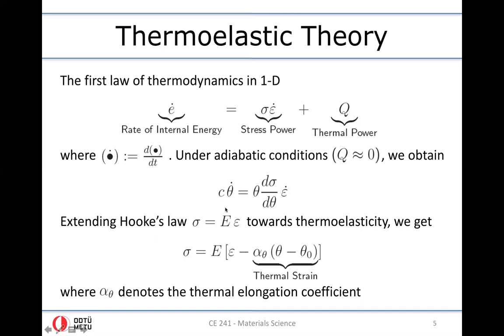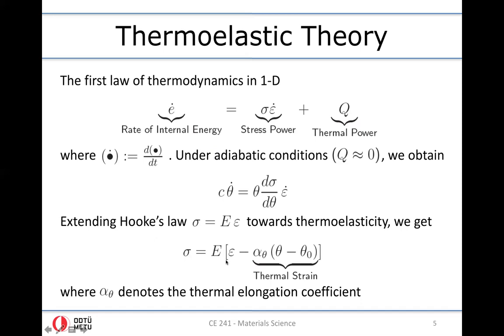So specific heat times the rate of the temperature is equal to temperature times, where theta represents absolute temperature, the derivative of the stress with respect to temperature times the rate of the strain. This is the adiabatic version of what we call the first law of thermodynamics, in other words, conservation of energy. Now, in order to account for thermoelastic coupling, we need to extend Hooke's law, in other words the constitutive equation that describes the relationship between stress and strain, towards thermoelasticity.